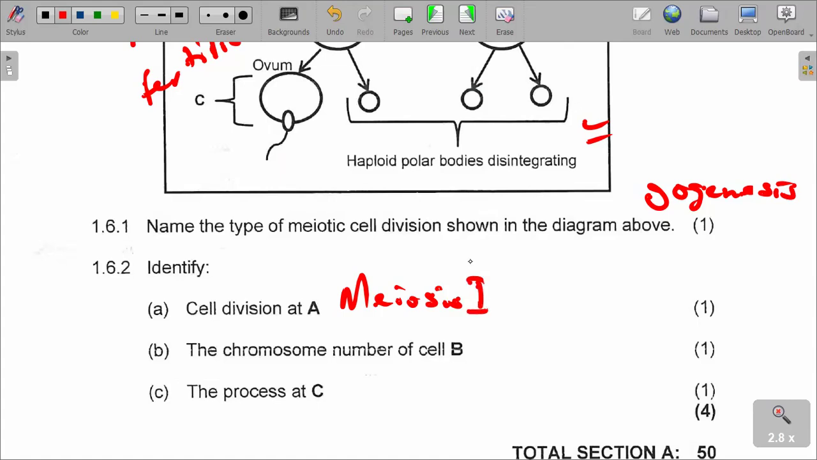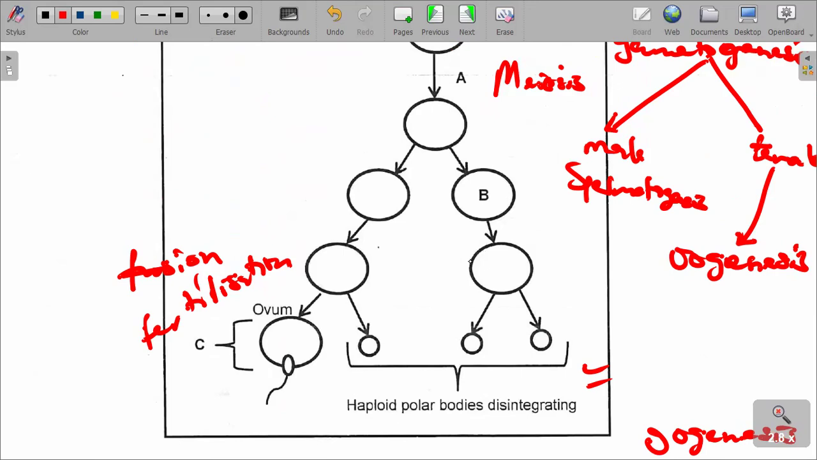Meiosis 1, the chromosome number of cell B. You know, Musa, that in human reproduction, when we are looking at the chromosome number, we should understand the total number of chromosomes in a human cell before cell division and after cell division. How many chromosomes must be there? So we should understand that this is any number of cells.